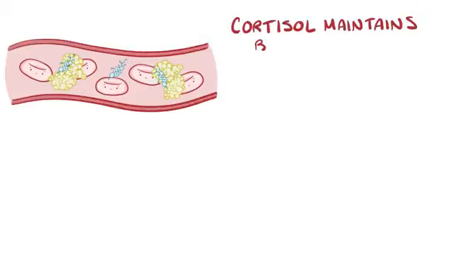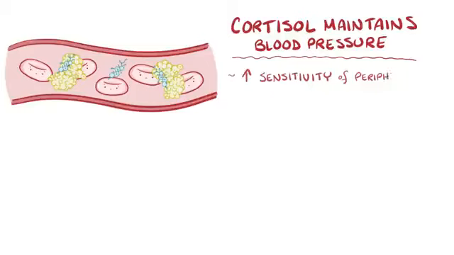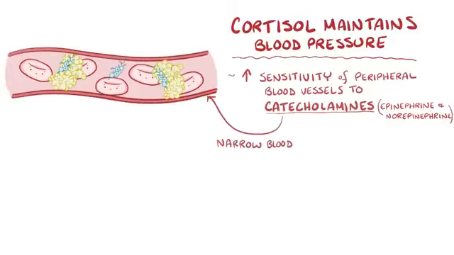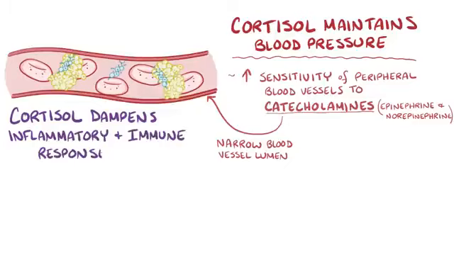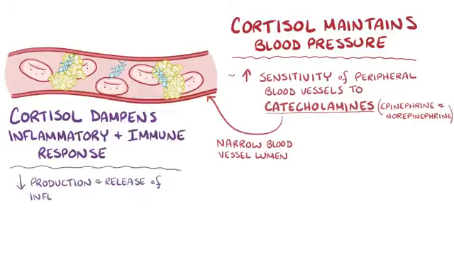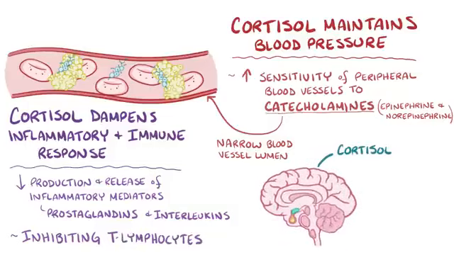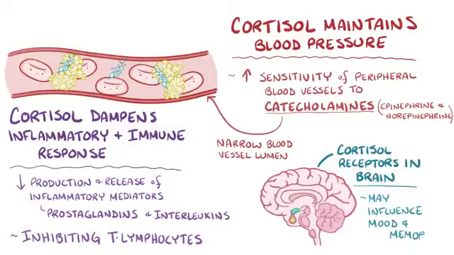Cortisol also helps to maintain the blood pressure by increasing the sensitivity of peripheral blood vessels to catecholamines, like epinephrine and norepinephrine, and this narrows the blood vessel lumen. Cortisol also helps to dampen the inflammatory and immune response by reducing the production and release of inflammatory mediators, like prostaglandins and interleukins, as well as inhibiting the proliferation of T lymphocytes. Finally, cortisol receptors are present in the brain, where their full effect is still actually unclear, but might influence things like mood and memory.